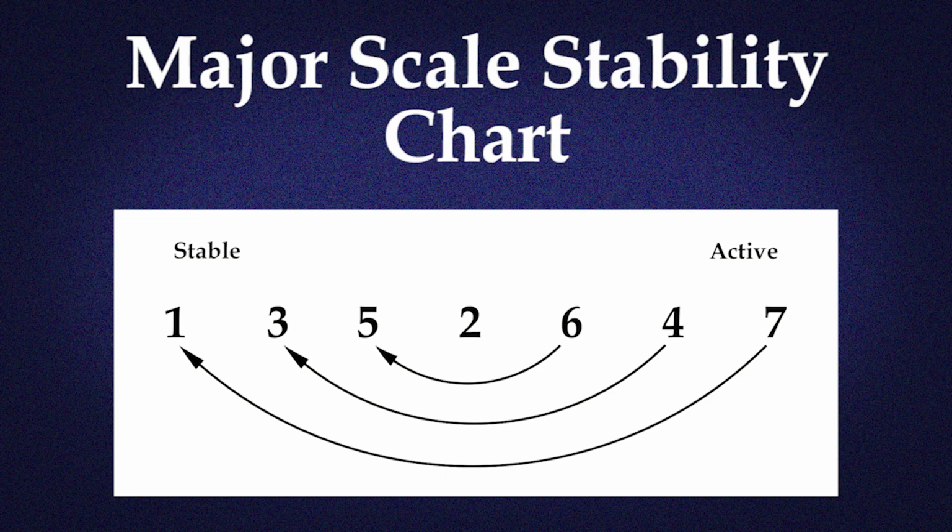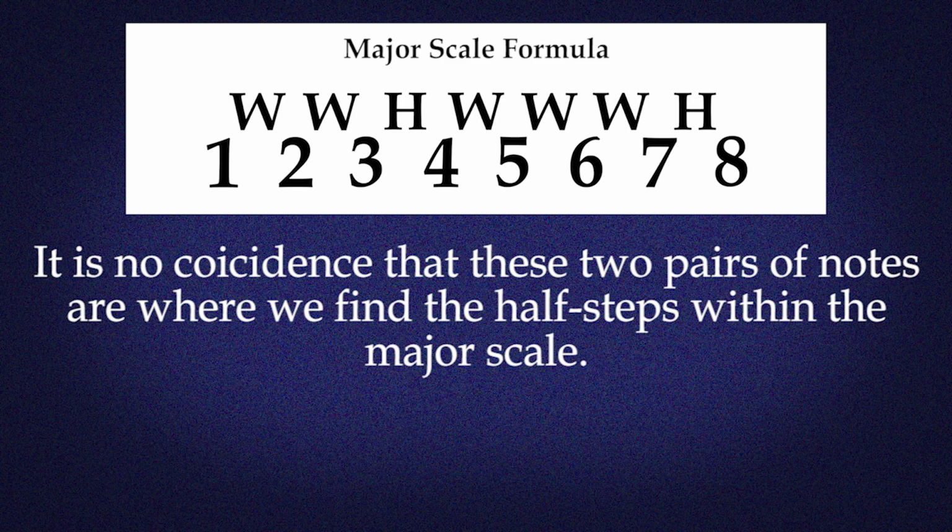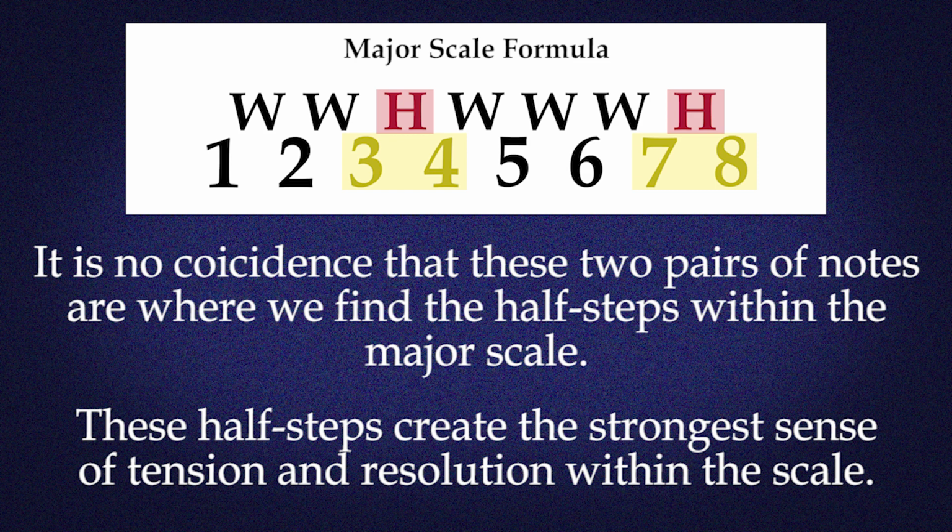Here's a chart that shows the level of tension or stability for each of the notes of the major scale and how they should resolve. As a general rule, the more unstable a note or chord is, the more stability is needed to resolve it. So the two most active tones, the leading tone and the subdominant, each move to the most stable tones, the tonic and the mediant, respectively. It is no coincidence that these two pairs of notes, the leading tone to the tonic and the subdominant to the mediant, are where we find the half steps within our major scale. It is these half steps that create the strongest sense of tension and resolution within the scale.